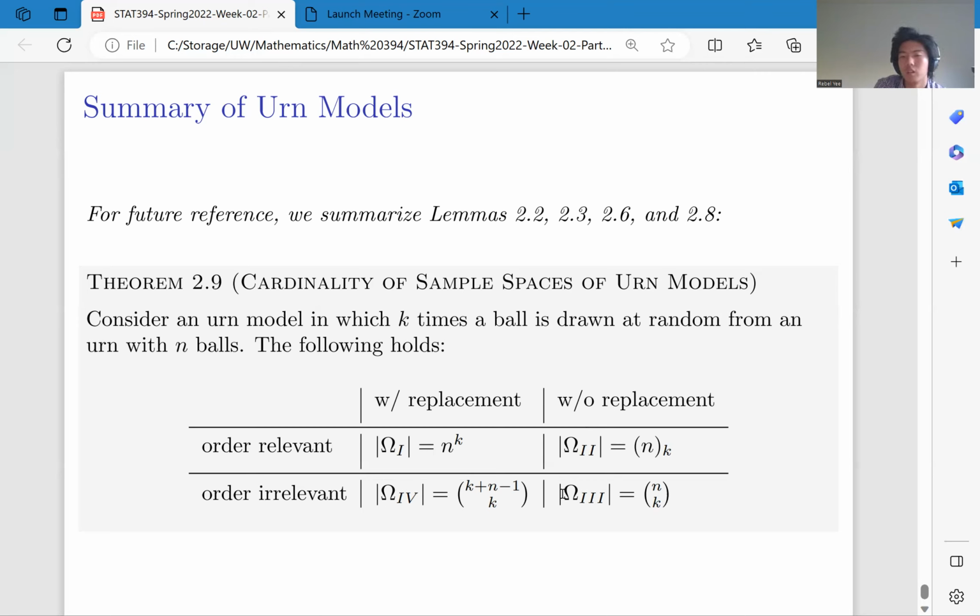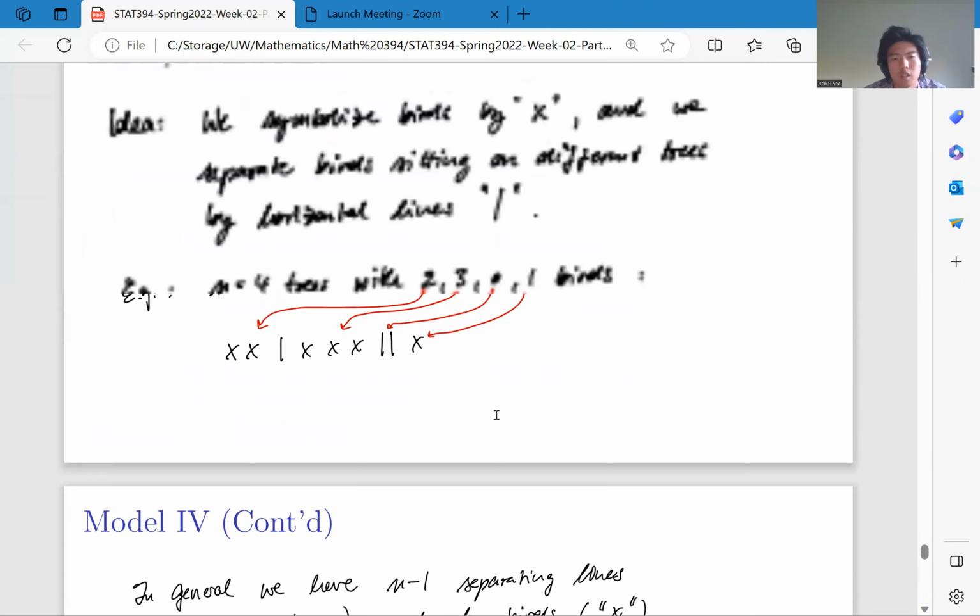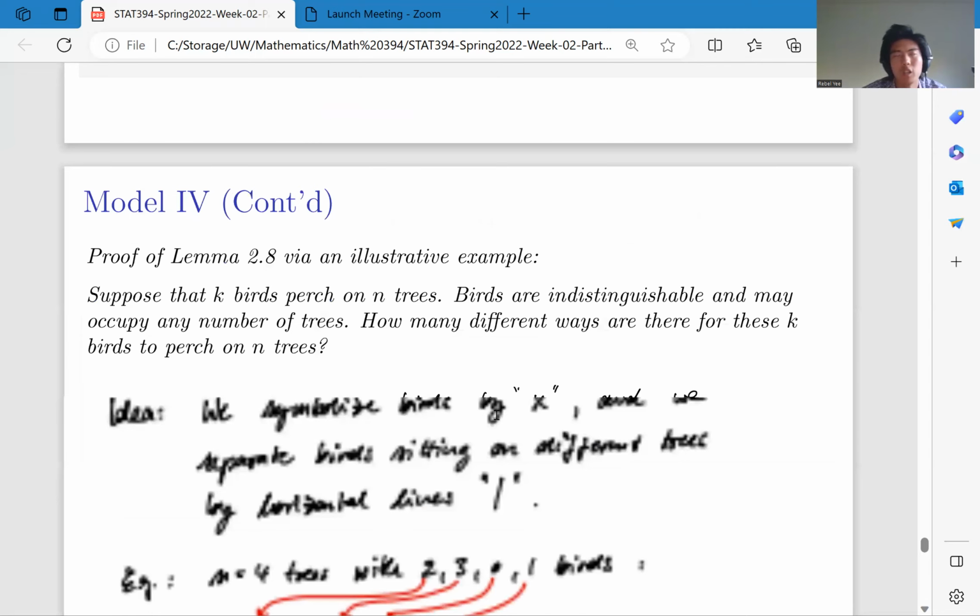And the third model is where we do not replace the ball after each draw, and the order does not matter. It's irrelevant, and the cardinality of this model is n choose k. And the last model is the one we just talked about, and its cardinality is k plus n minus 1 choose k. This is a very large binomial coefficient. That is all of the 4 models we discussed here, and there are many related questions about each model.